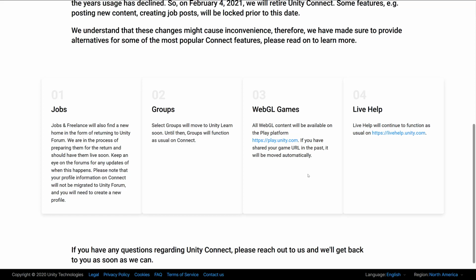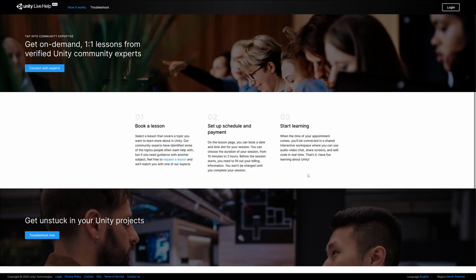WebGL games, that's actually kind of cool. You used to be able to host your WebGL games on here and get people to try them out. Well, they're still available at play.unity.com. If you have shared your URL in the past, it will be moved automatically. So in that case, no work for you to be done. And Live Help, well, you continue to function as usual on livehelp.unity.com. So that we'll also look at in a minute.